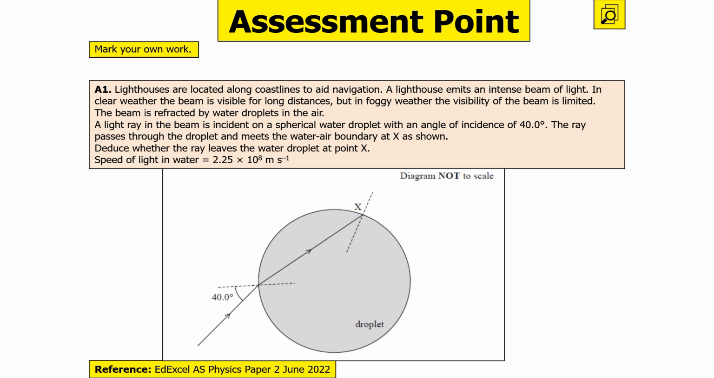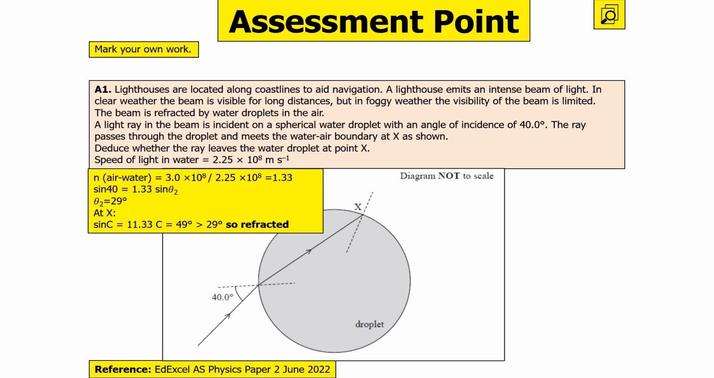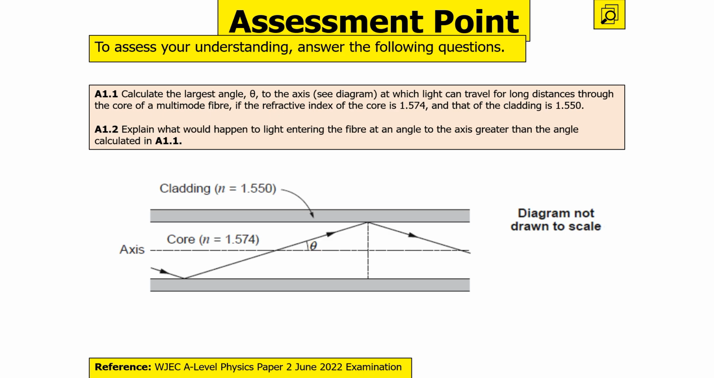Right, in this question we know that n for air to water is 3 times 10 to the 8 over 2.25 times 10 to the 8, which is 1.33. So therefore we can say n sine theta 1 equals n sine theta 2. So we can say 1 times sine 40 equals 1.33 times sine theta 2. Theta 2 equals 29. So therefore we know that the critical angle, sine critical angle, is 1 over 1.33. So we know it's 49 degrees. That is greater than 29. So you get refraction.